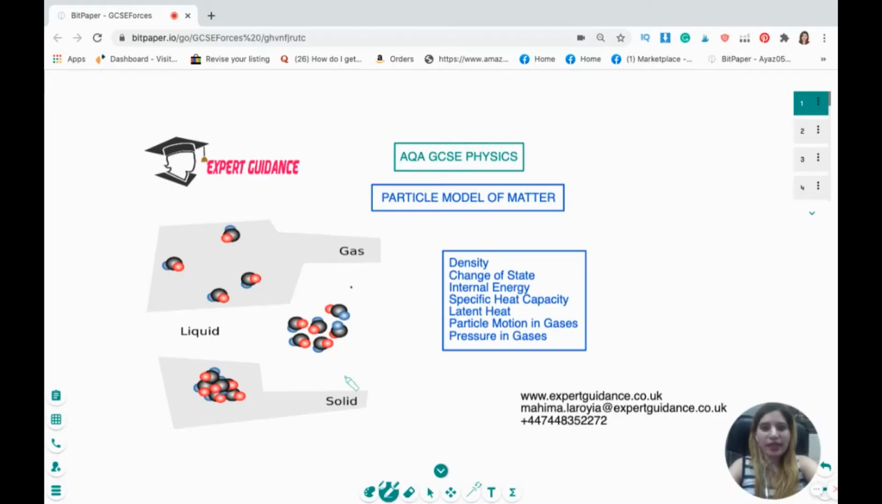Welcome to Expert Guidance. Today in this video, we'll be covering the topic, the particle model of matter for AQA GCSE Physics. Now in this topic, we'll be covering density, the change in state, internal energy, specific heat capacity, latent heat, particle motion in gases, and pressure in gases.